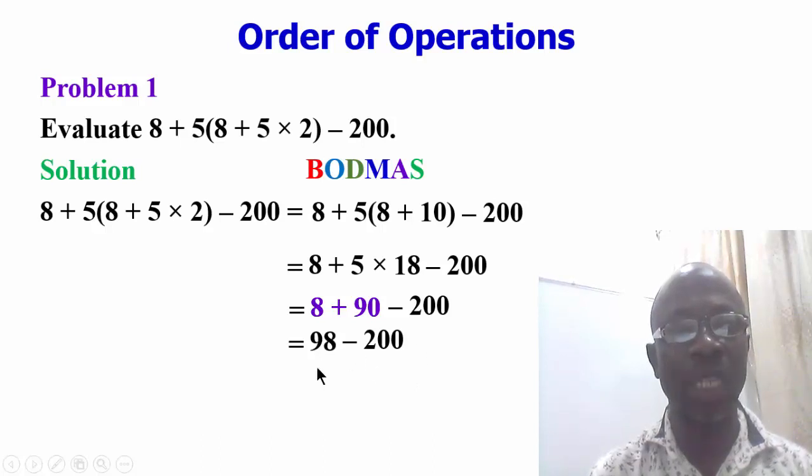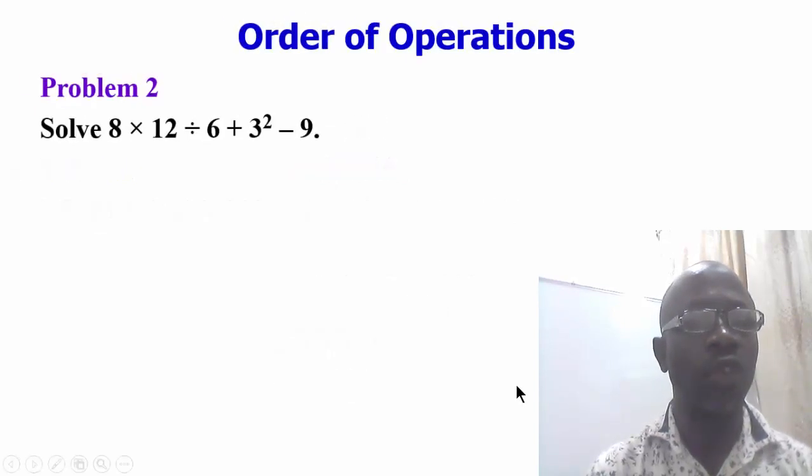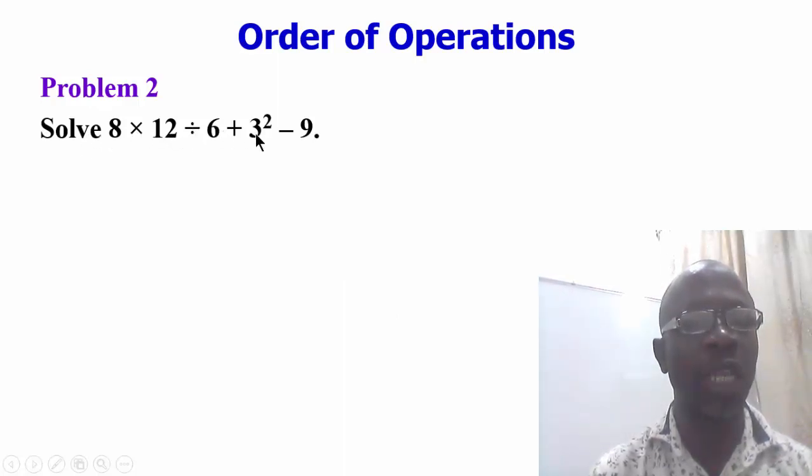This will automatically give us negative 102. And that is the end of solution to problem 1. We then go to problem 2. For problem 2, solve 8 times 12 divided by 6 plus 3 squared minus 9.